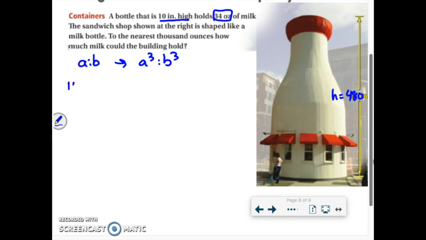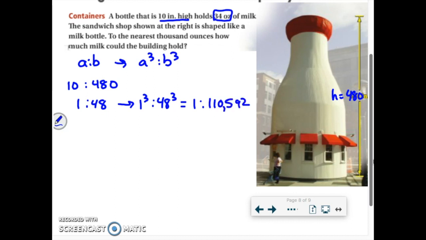So a to b, right now I know that my actual milk bottle is 10 inches while the building is 480. So that's going to simplify to 1 to 48. If I want to convert that into a cubed to b cubed, that would be 1 cubed to 48 cubed, which is 1 to 110,592. So that's the ratio of the volumes of the milk bottle in real life to the building. So I can use this number to get my capacity of the building.